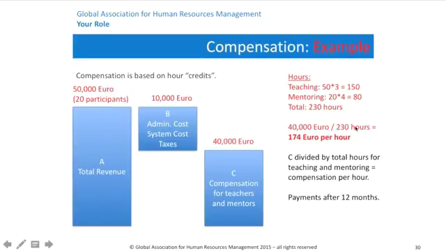40,000 euro divided by the 230 hours that authors have invested in the program would be 174 euro per hour. So if you did, let's say, 10 hours of teaching or mentoring, you would then receive 1,740 euro for the 10 hours.